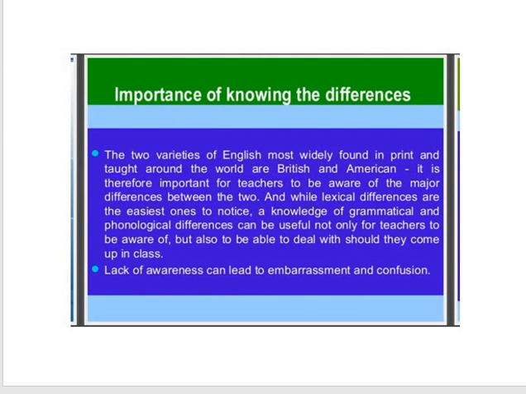So what is the importance of knowing this difference? The two varieties of English most widely found in print and taught around the world are British and American. It is therefore important for teachers to be aware of the major differences between the two. While lexical differences are the easiest to notice, knowledge of grammatical and phonological differences can be useful, not only for teachers to be aware of, but also to be able to deal with should they come up in a class. Lack of awareness can lead to embarrassment and confusion.